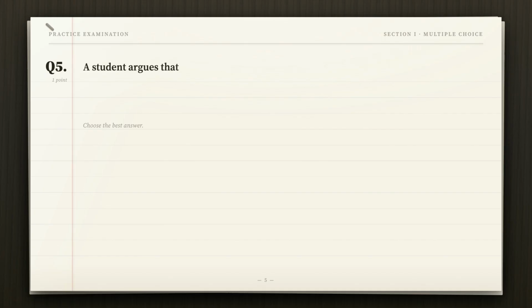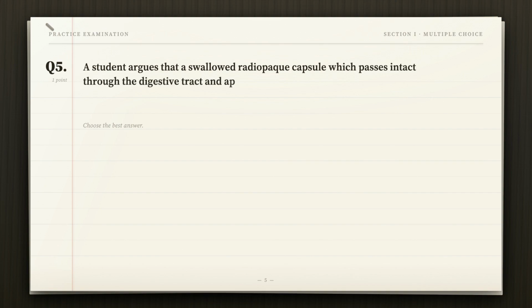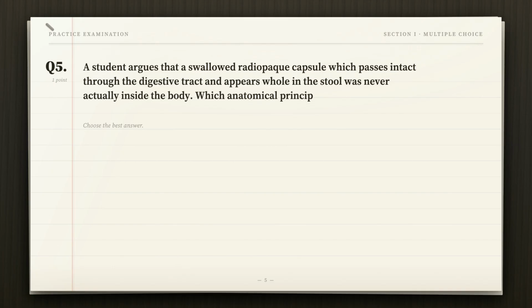Question 5. A student argues that a swallowed radiopaque capsule, which passes intact through the digestive tract and appears whole in the stool, was never actually inside the body. Which anatomical principle supports that argument?